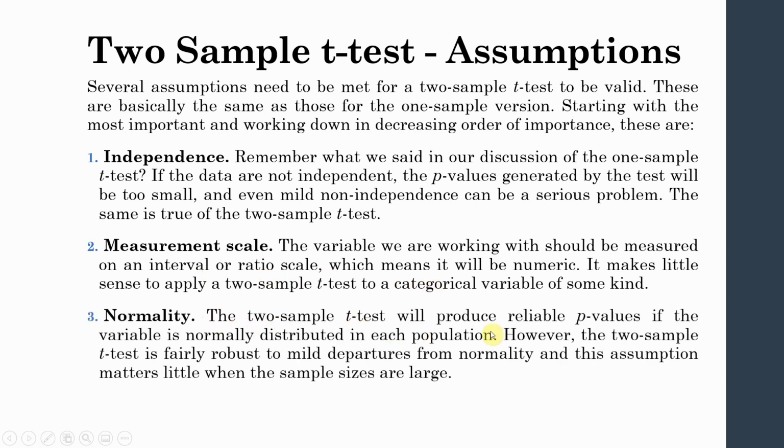Normality. The two sample t-test will produce reliable p-values if the variable is normally distributed in each population. However, the two sample t-test is fairly robust to mild departures from normality, and this assumption matters little when the sample sizes are large. So if you have a large sample size, you can tolerate a certain level of departure from normality. Even if your data is not normal, you can use the two sample t-test.